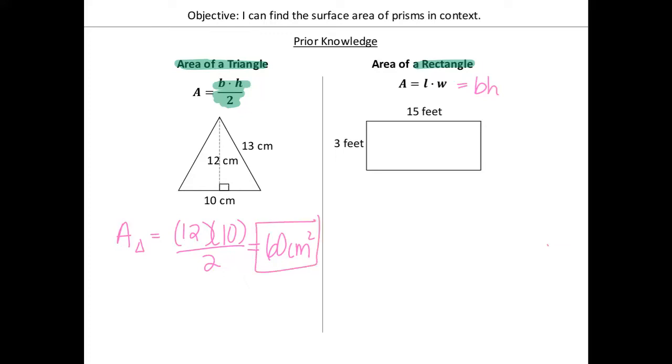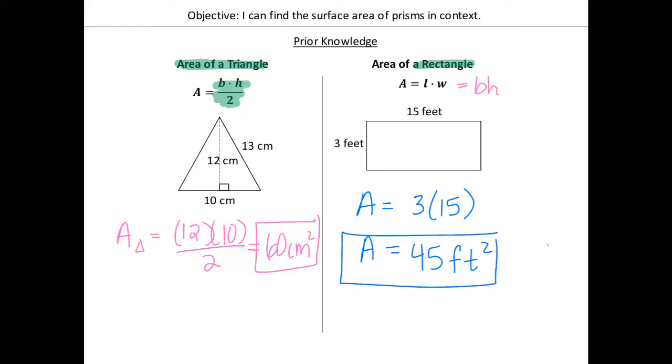Okay. And a rectangle is just base times height. So you're just going to multiply the 3 times the 15 in this case. This is just going to be 3 times 15. So what's my area going to be? 45, right? And then my units is always going to be squared. So in this case, it's feet. So feet squared is my answer for this one.